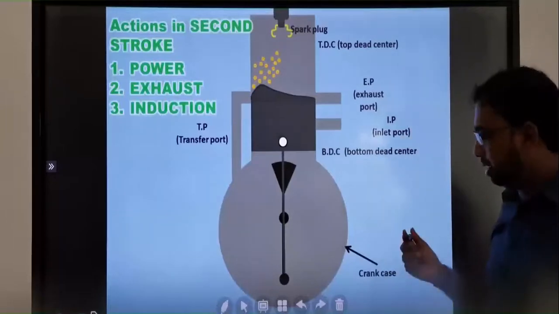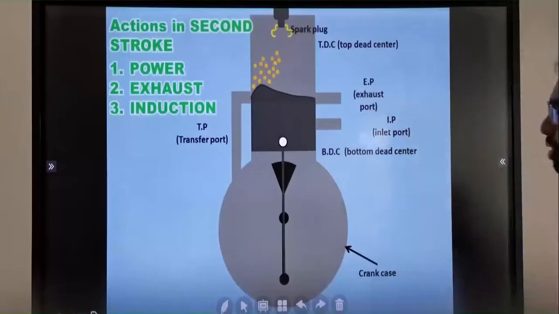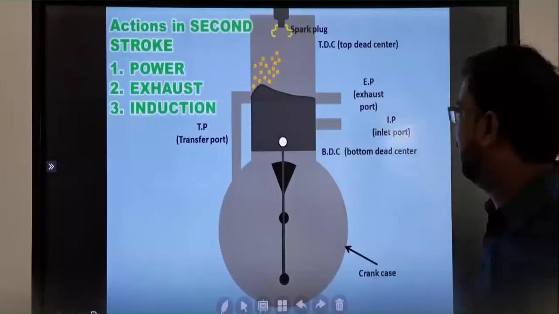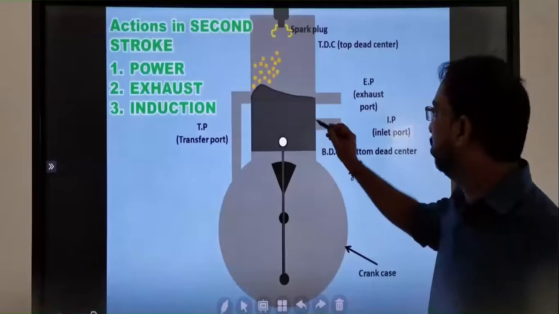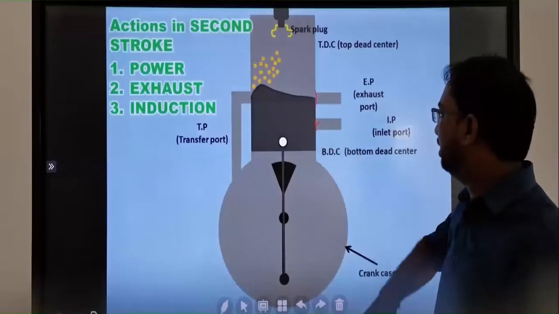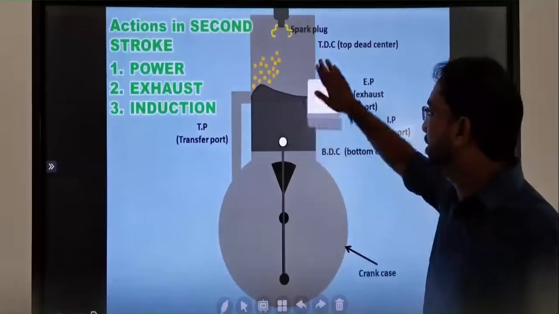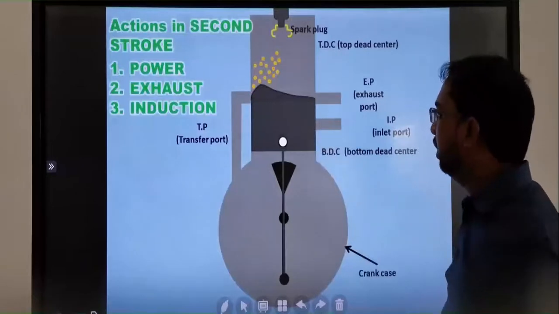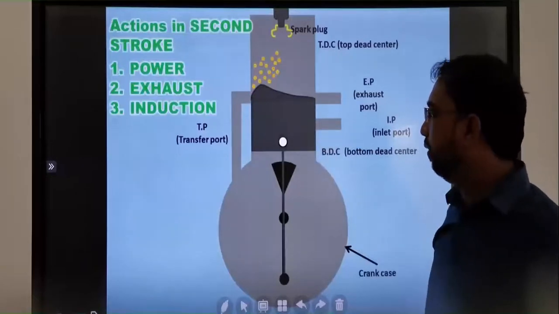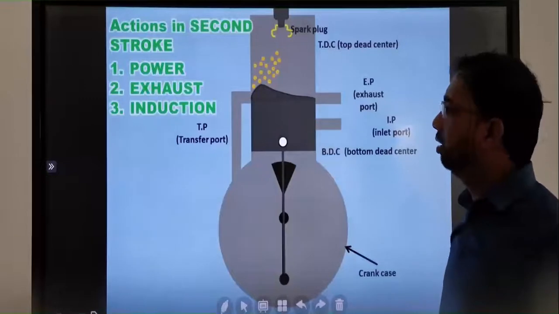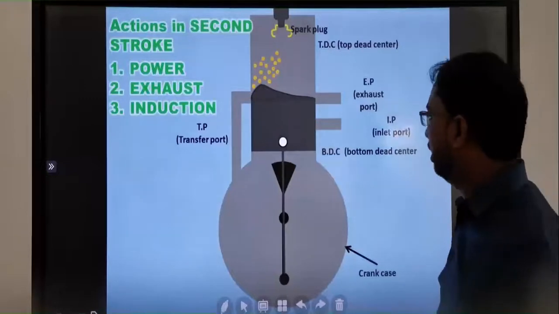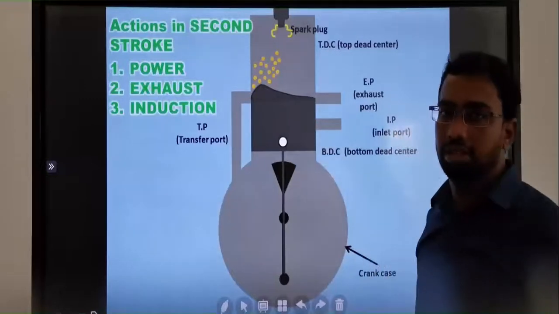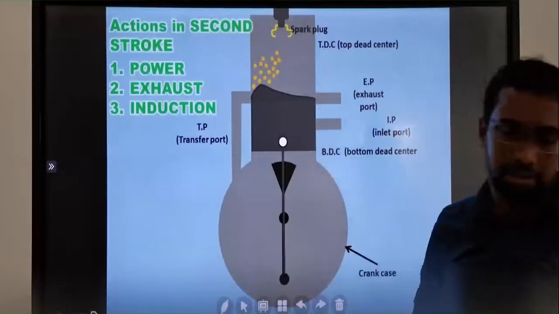But the problem is we cannot expect high fuel economy, because there is no intake or outboard valve. This is always open. So there is no restriction or any other control of fuel. So this type of engine has less fuel economy.